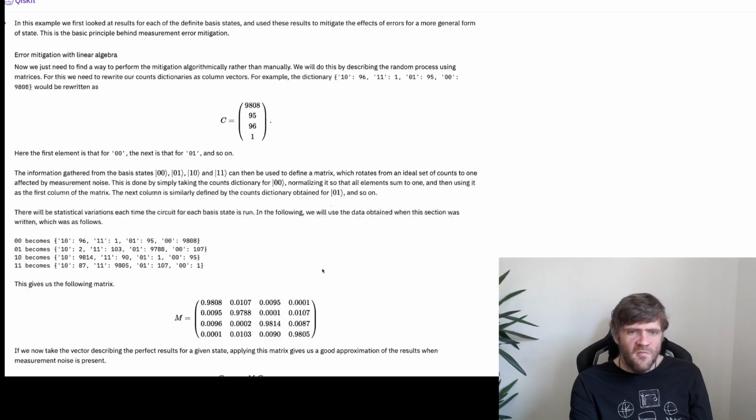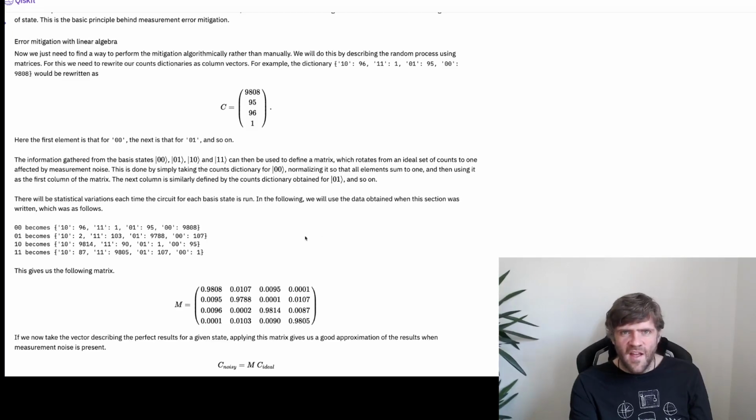And for that, we're going to rewrite our counts dictionaries as column vectors. So here's a counts dictionary rewritten as a column vector. So I'm just writing a counts dictionary as a column vector with the result for 0, 0 at the top. So 0, 0 had 9,808 in this particular example. 0, 1 had 95, 1, 0 had 96, and 1, 1 had 1. I'm just writing it out as a column vector. I'm not saying it's a quantum state. There's no ket here, I'm just writing counts information as a column vector.